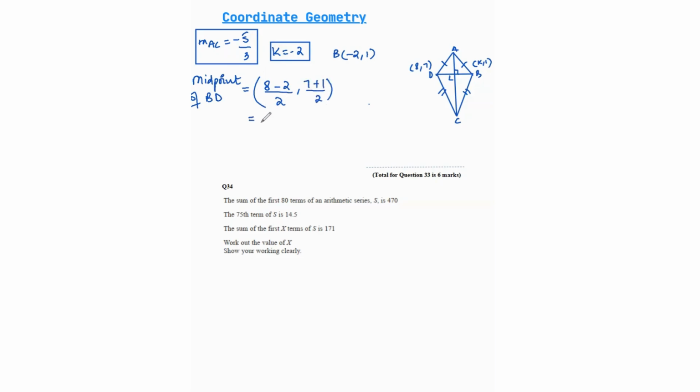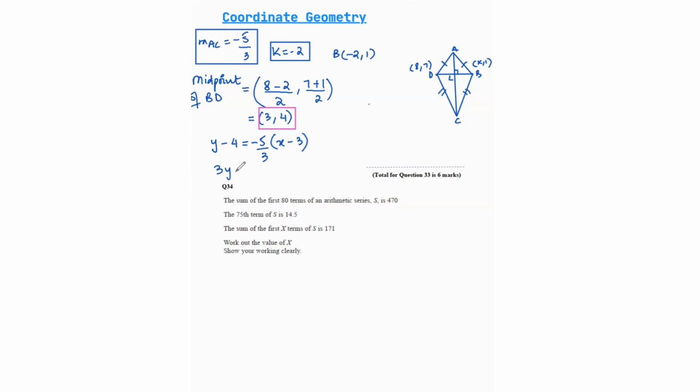8 minus 2 is 6. 6 over 2 is 3. This is going to be 4. So now this is our point that lies on the line AC, and this is our gradient. So using these two, we will find the equation of AC. y minus 4 equals negative 5 over 3 times x minus 3. Once again, point slope form, because you have a point and you have a slope.